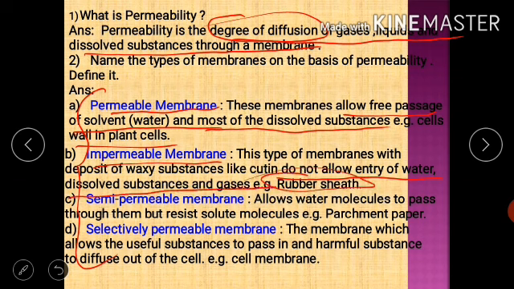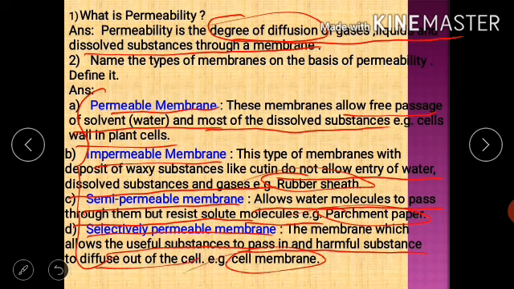Example, rubber sheet. Semi-permeable membrane, also called moderately permeable membrane, as it allows water molecules to pass through but resists solute molecules. Example, parchment paper or egg membrane. Selectively permeable membrane is a membrane which allows useful substances to pass in and harmful substances to diffuse out of the cell. Example, cell membrane. This membrane is very selective in nature.